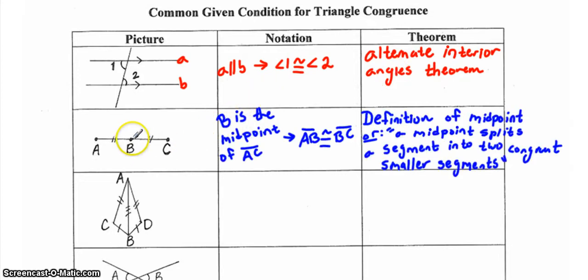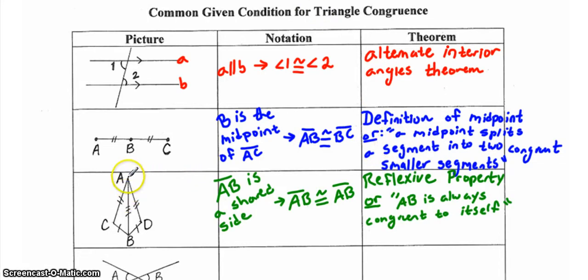For the next one, we have that B is the midpoint of AC, and that means that AB is congruent to BC. That's because of the definition of a midpoint, or if you want to be a little fancier, you can write this full sentence: a midpoint splits a segment into two congruent smaller segments. For the next one, we have that AB is a shared side between these two triangles, and so we write that AB is congruent to AB. That's because of the reflexive property, or, to be a little bit fancier, we can say that AB is always congruent to itself. Again, that's the reflexive property.